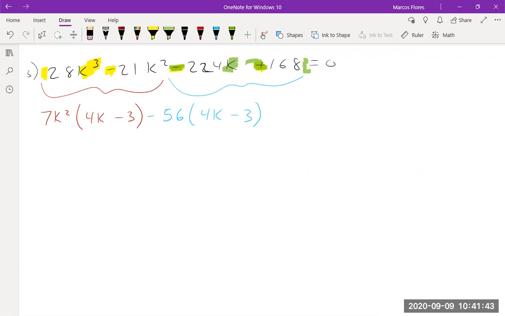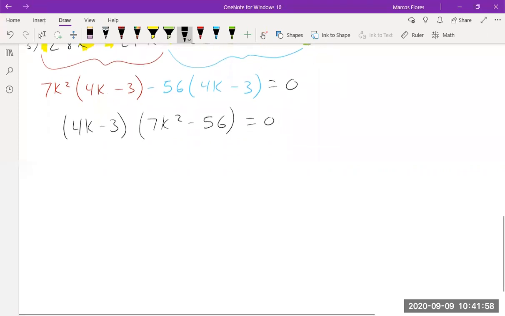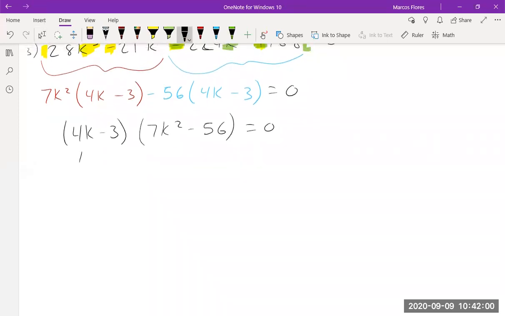So I have these things here. I can combine them now: 4k minus 3 and 7k squared minus 56. And I solve. This becomes 4k minus 3 equals 0. Add the 3. Divide by 4. There is one answer.